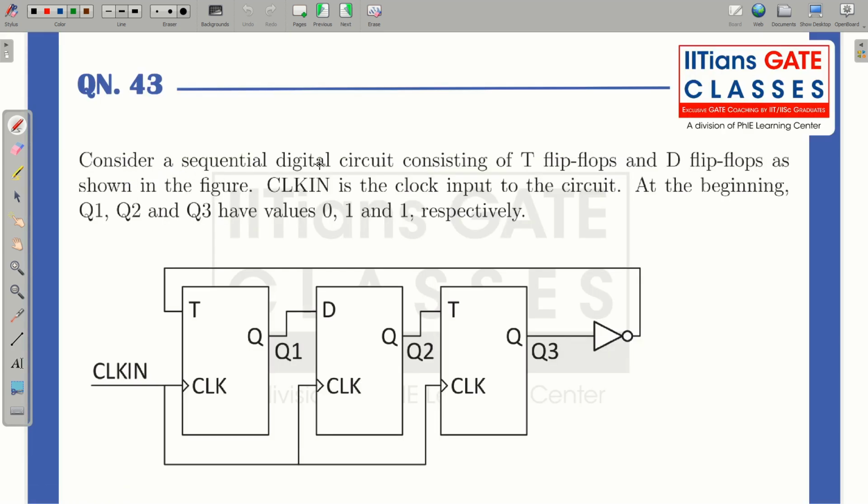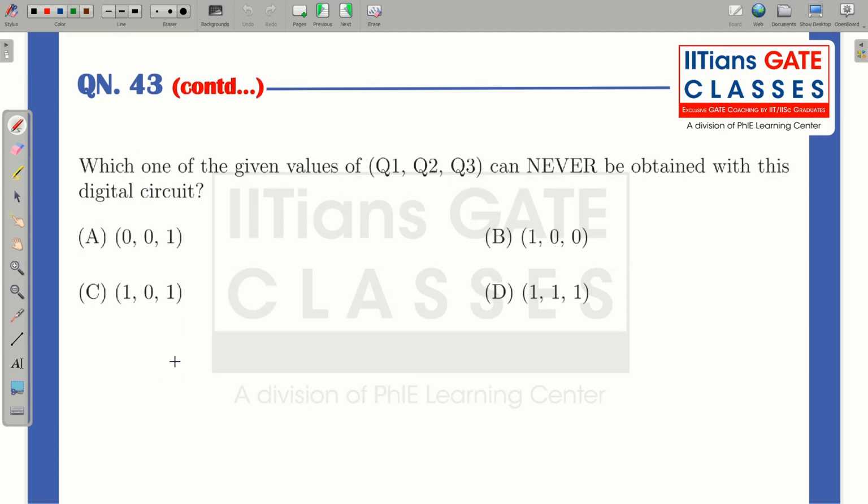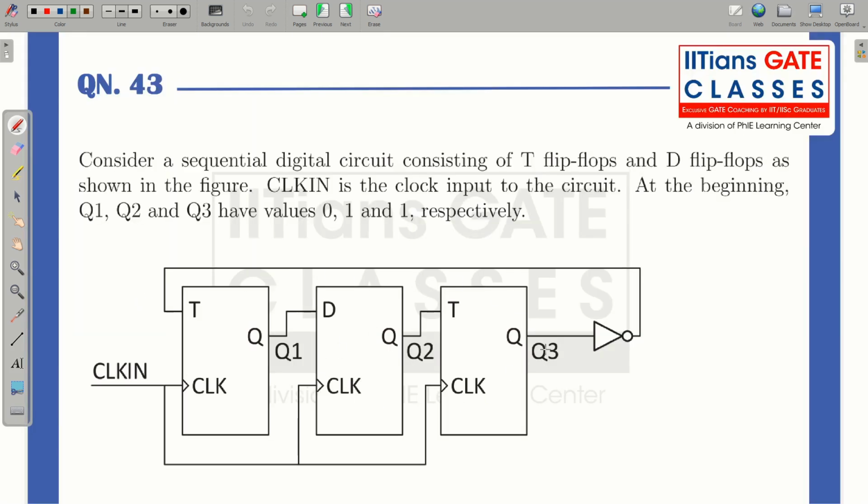Consider a sequential circuit consisting of T flip-flop and D flip-flop as shown in the figure. These two are T flip-flop, toggle flip-flop, and this is your delay flip-flop. Clock in is the clock input to the circuit. At the beginning, Q1, Q2, Q3 have values 0, 1, 1 respectively. So this is your synchronous counter. Which one of the given values of Q1, Q2, Q3 can never be obtained with this digital circuit? So we have to find which of the following sequences we will never get with this circuit.